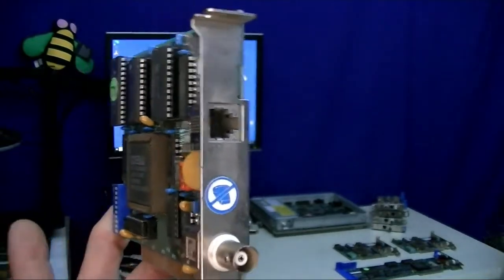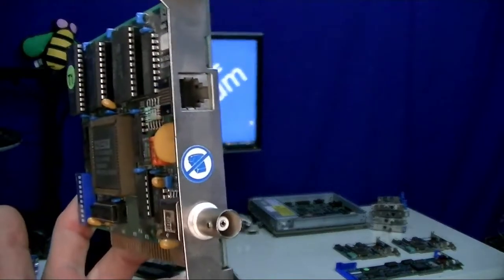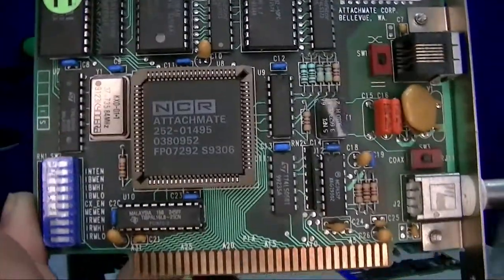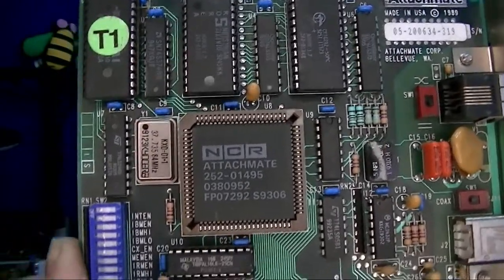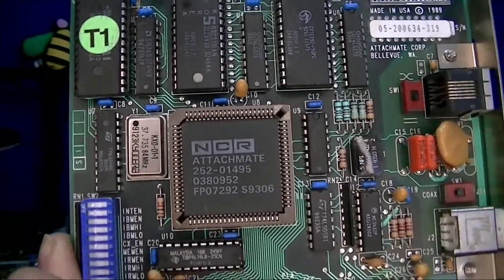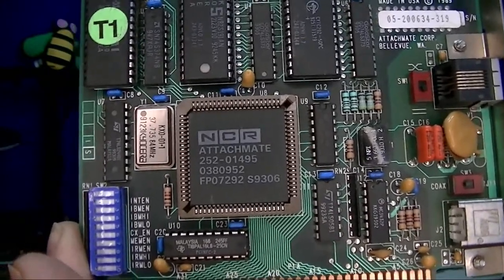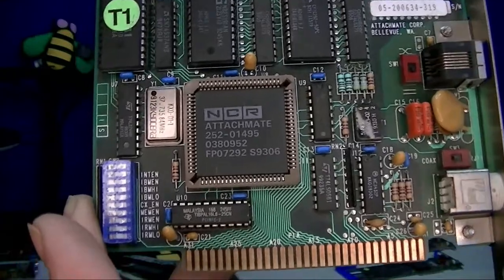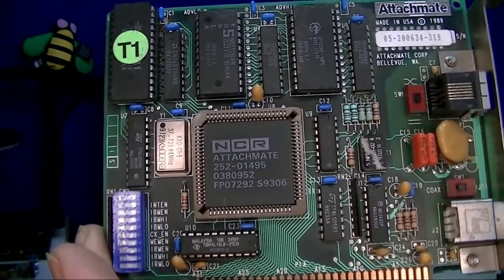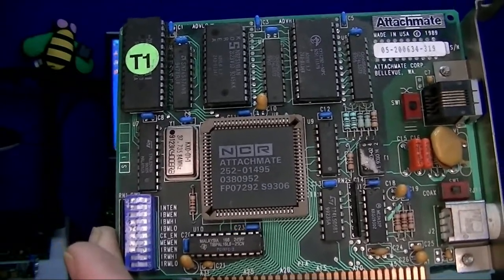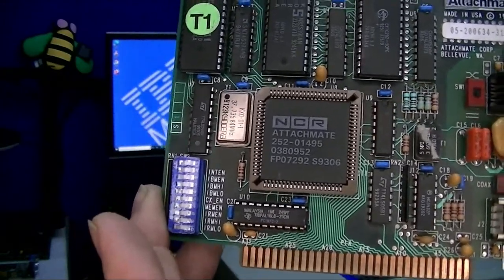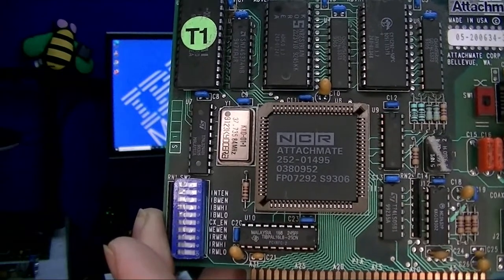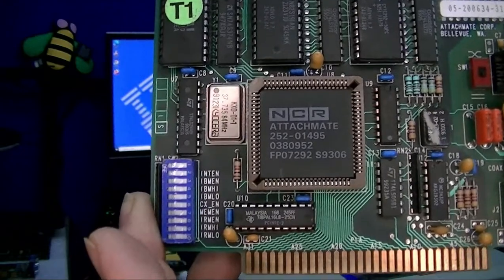Same thing with that slash through the phone sticker: don't use that connected to your phone system cabling. And the big chip is marked as NCR in this case, and then to a lesser extent Attachmate, and it has a different sequence. It's 252-01495, and all the other 8-bit adapters have that same 252-01495 chip effectively. And then the bigger switch block, I think that's 8 pins, no, more than 8 pins, 10 pins. And so that's apparently some different settings the board can have.